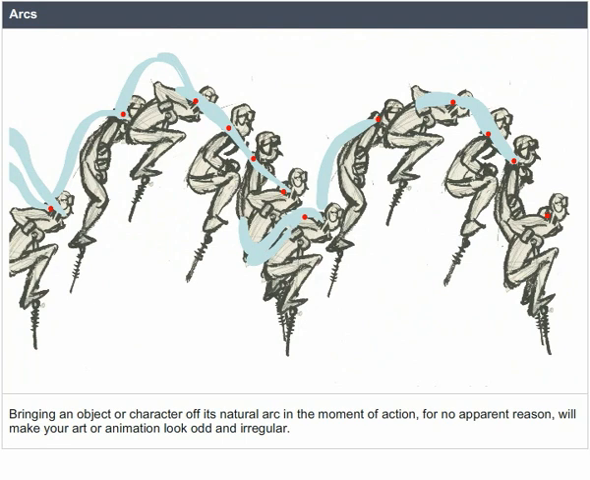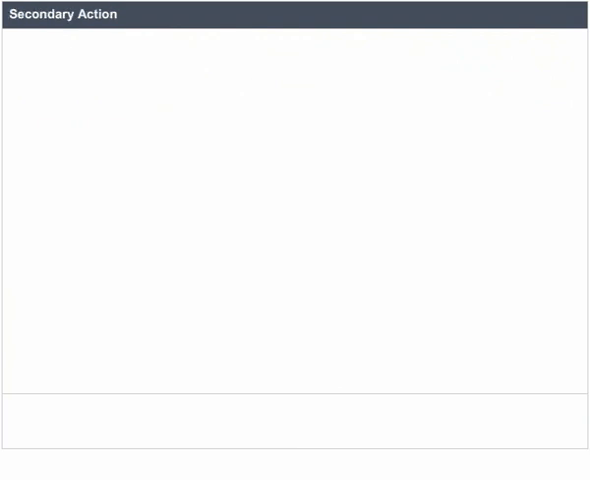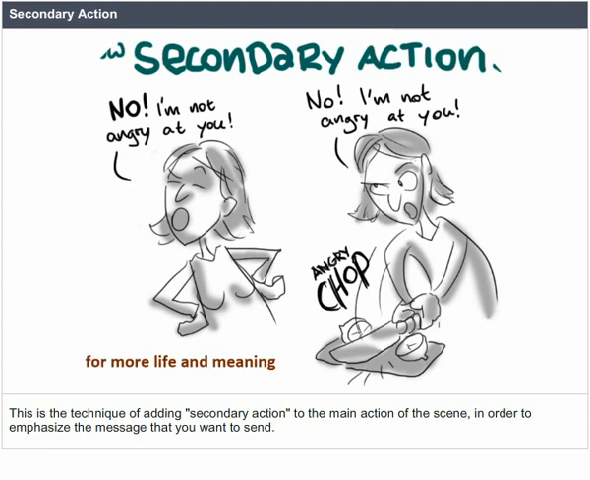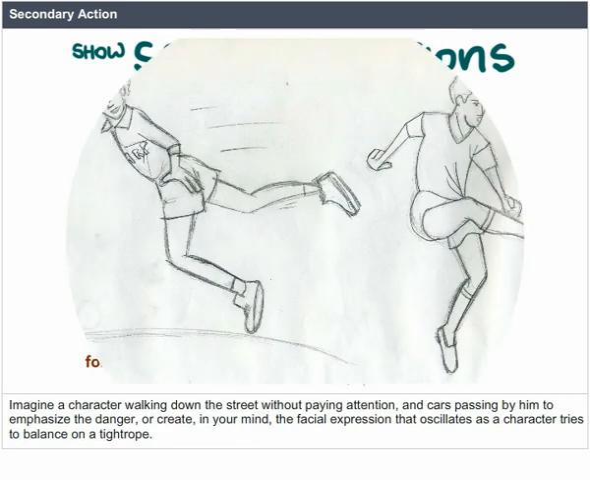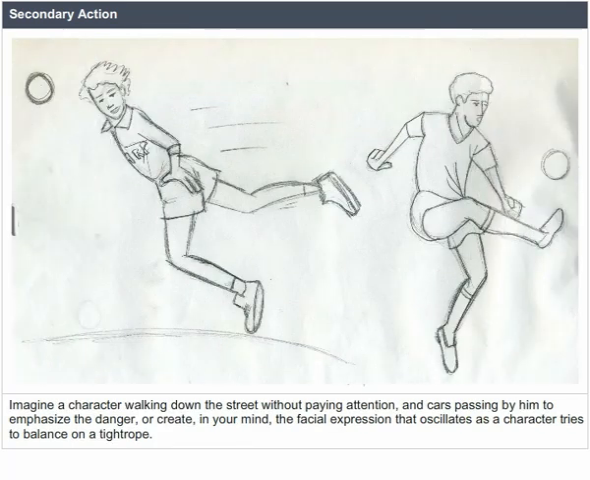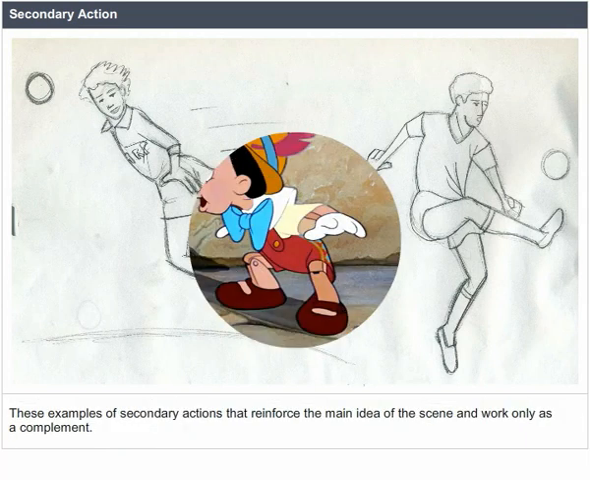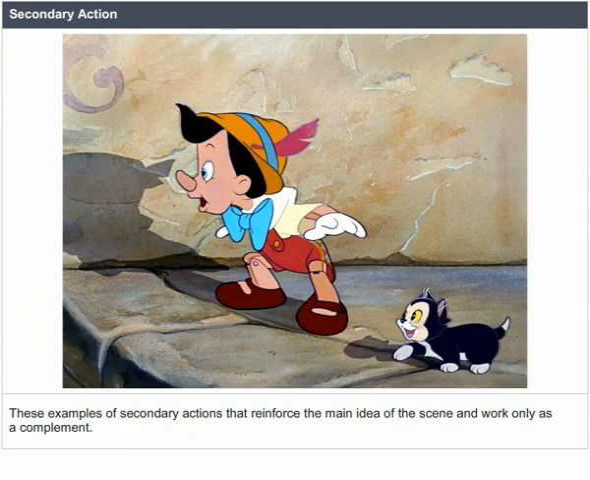Secondary action. This is the technique of adding secondary action to the main action of the scene in order to emphasize the message that you want to send. Imagine a character walking down the street without paying attention, and cars passing by him to emphasize the danger, or create in your mind the facial expression that oscillates as a character tries to balance on a tightrope. These are examples of secondary actions that reinforce the main idea of the scene and work only as a complement.